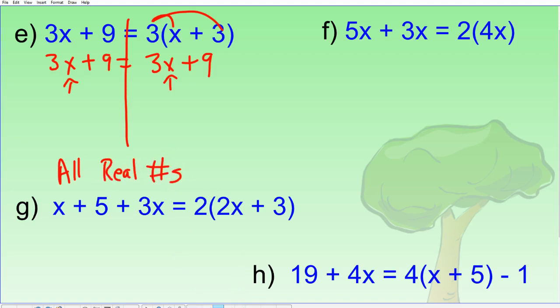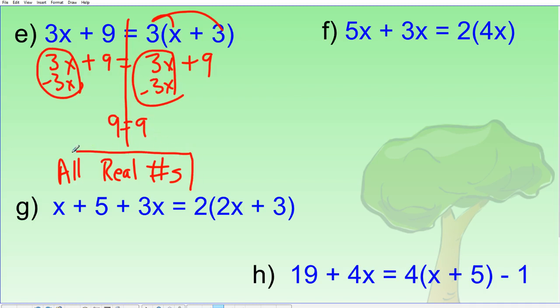Now, if you didn't see that and you kept going, you would continue on by subtracting 3x on both sides. They cancel out. These both cancel. You get 9 equals 9. Still all real numbers. If you see that both sides are identical, then you can stop the problem and just determine that it's all real numbers.